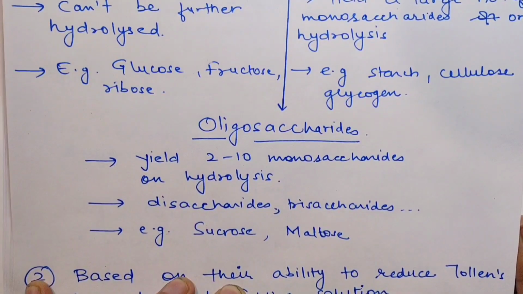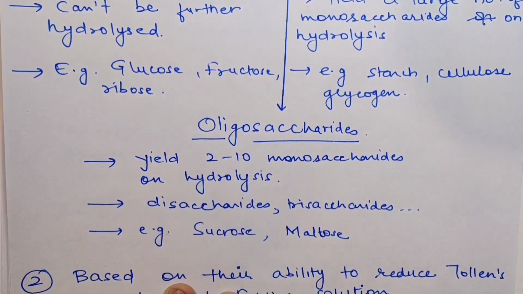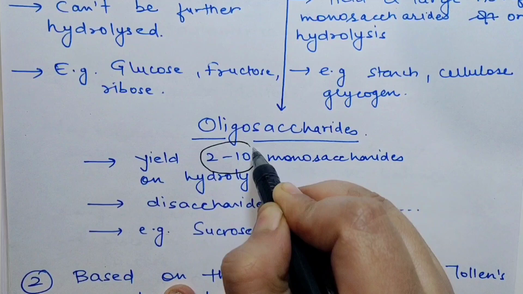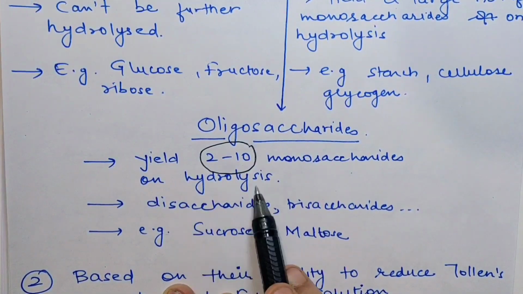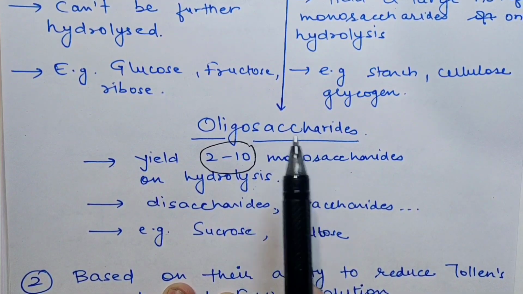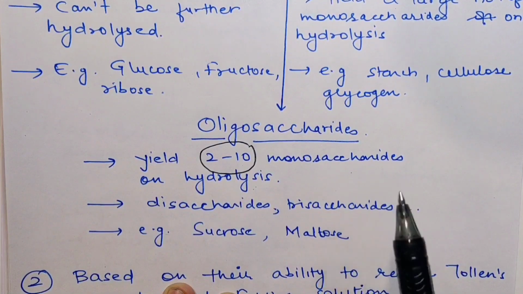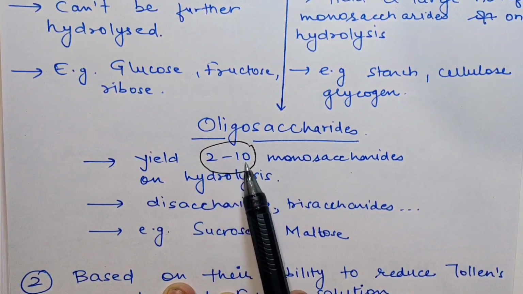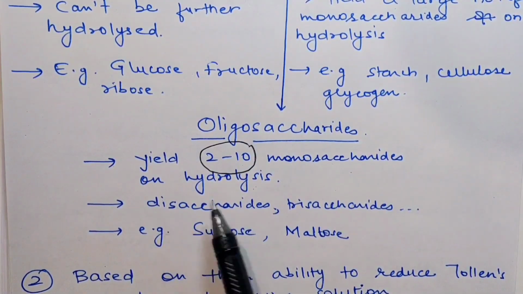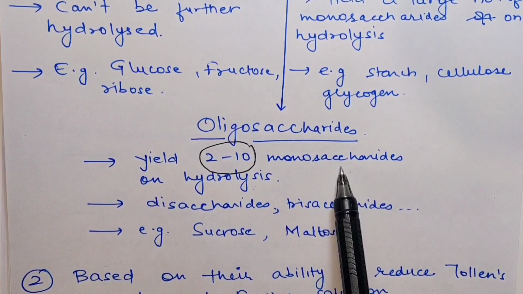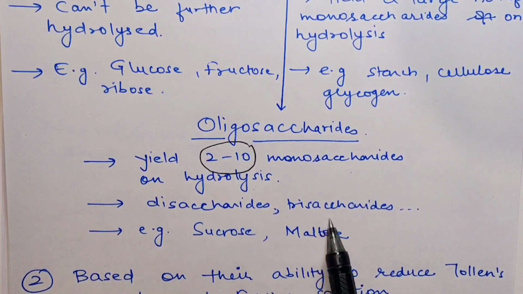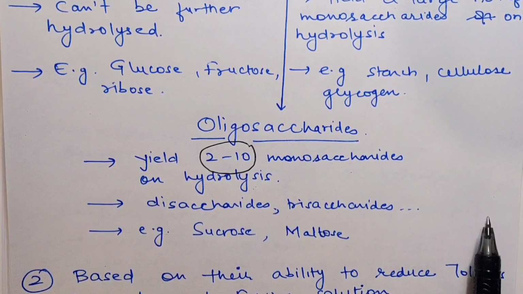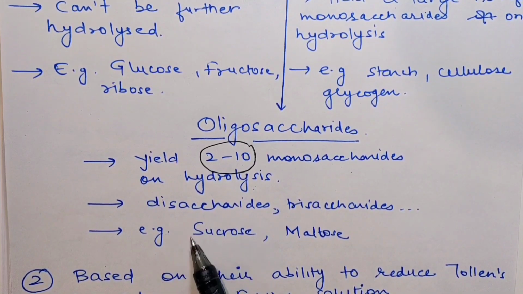All right. Next, oligosaccharides. They are the ones which yield, point to be noted, 2 to 10 monosaccharides on hydrolysis. This has been a board question: oligosaccharides are the carbohydrates which upon hydrolysis yield how many monosaccharides? 2 to 10, 3 to 6, 10 to 100, more than 100. So the correct option is 2 to 10 monosaccharides. Depending upon the number of monosaccharides, they can be divided into disaccharides, trisaccharides, tetrasaccharides. You get the idea. Examples include sucrose and maltose.